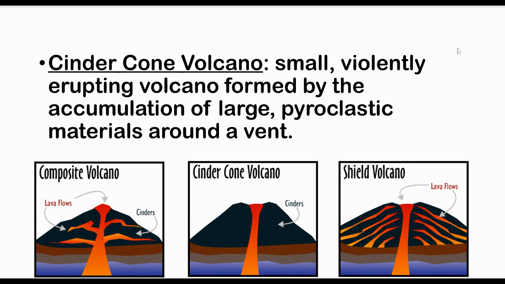Cinder cone volcanoes are small, violently erupting volcanoes formed by the accumulation of large pyroclastic materials around a vent. Pyroclasts are the solid materials that are exploded from a volcano. And then vents are just where the material gets out.